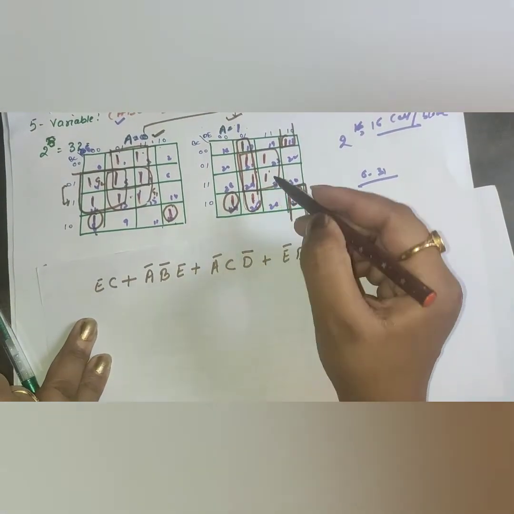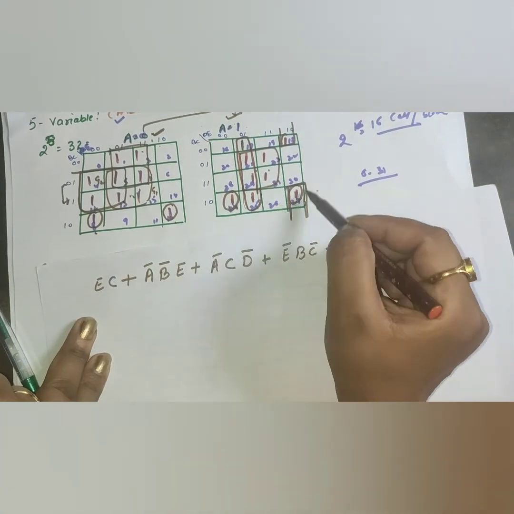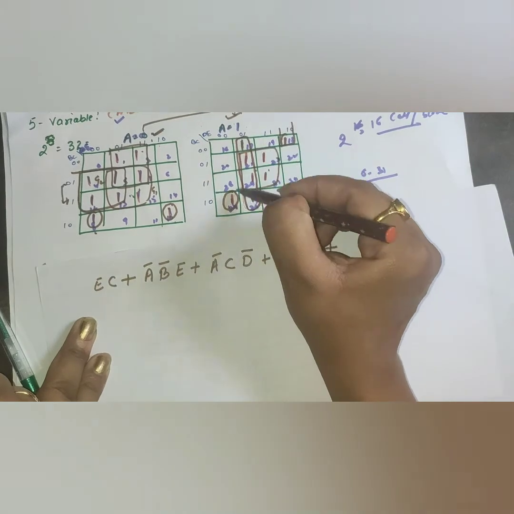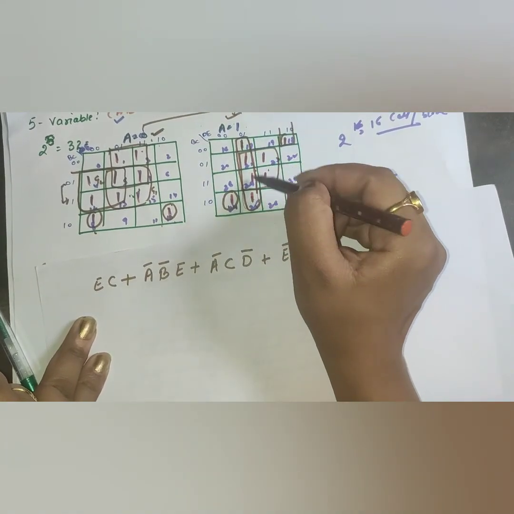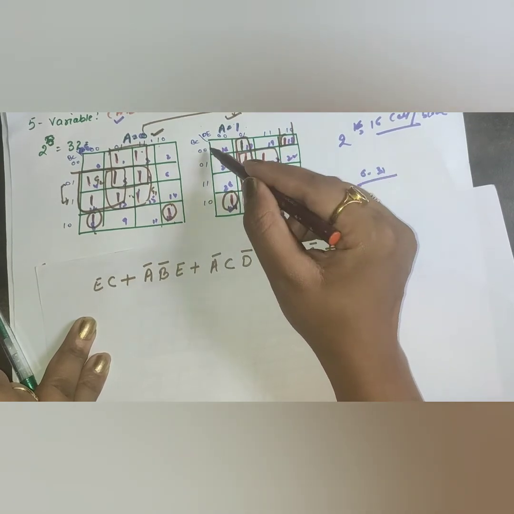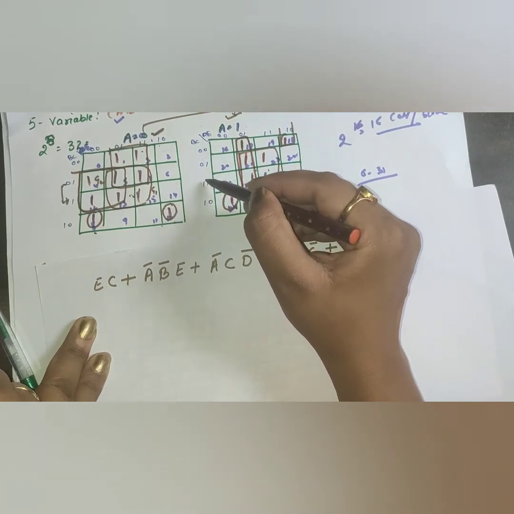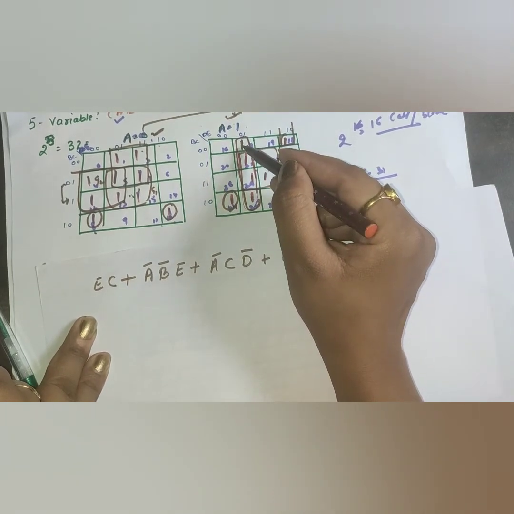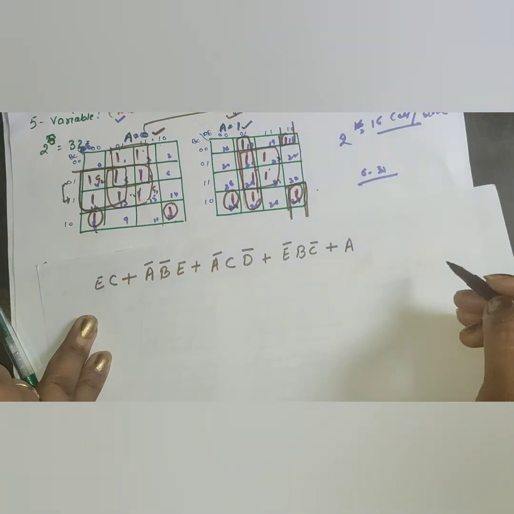Now we will talk about here. This block is covered by this and this circle is covered by this. Now we have this block and only this block. Now we will talk about this 4 block. In this 4 block, B and C both are eliminated because from this to this C is eliminated, and from this to this B is eliminated. We have only A because for this block A equal to 1.